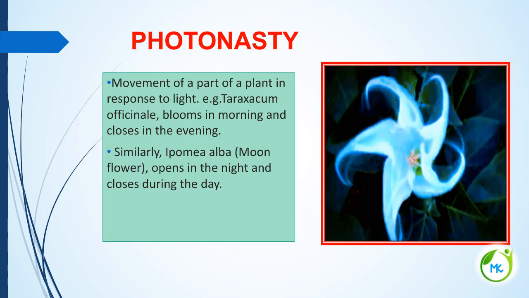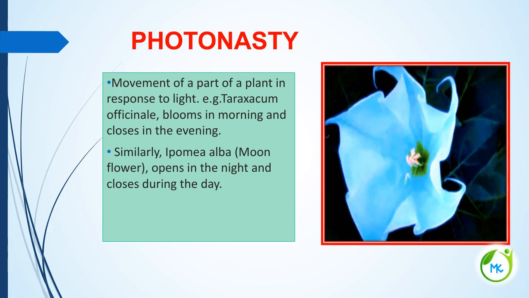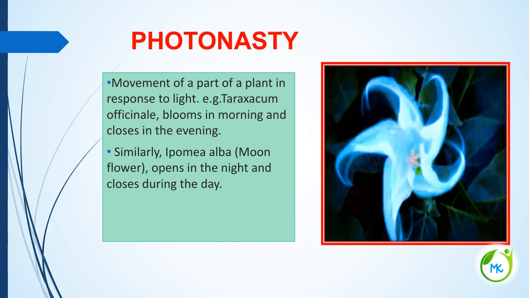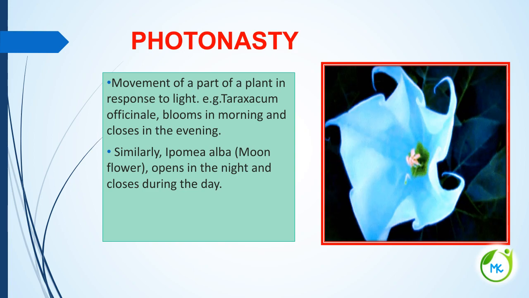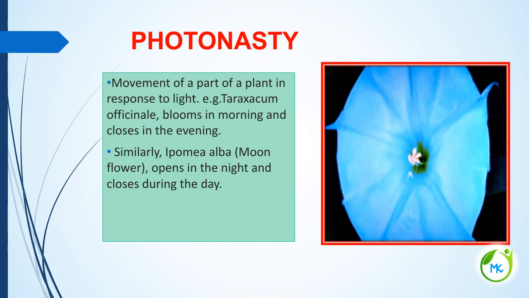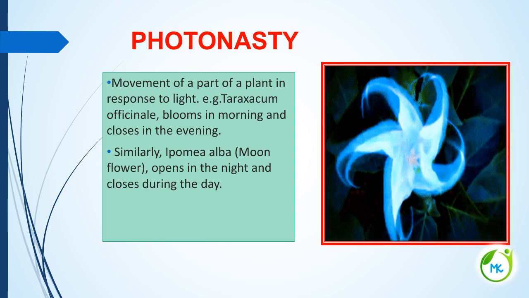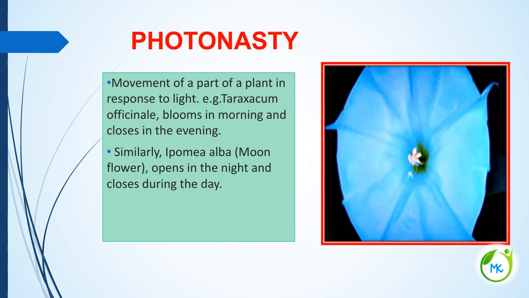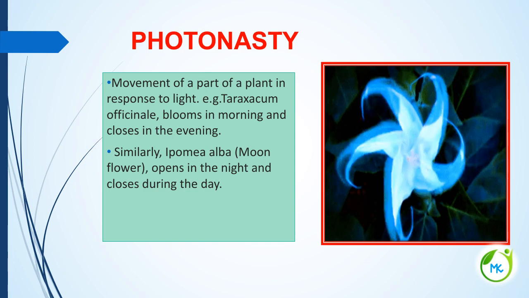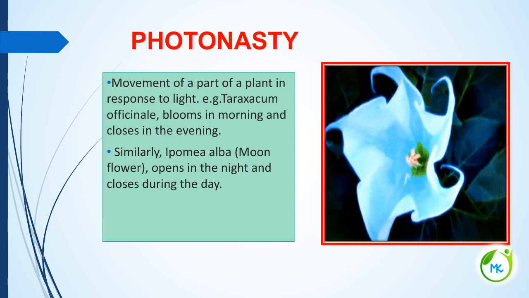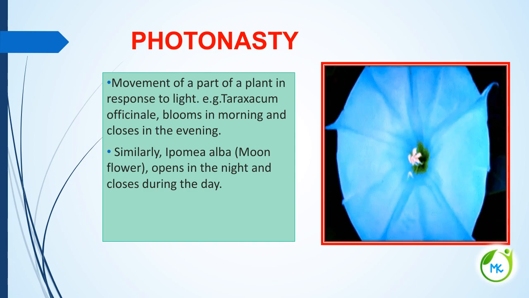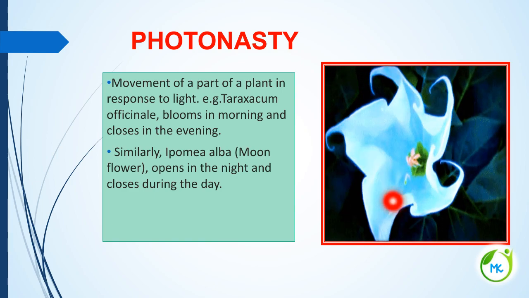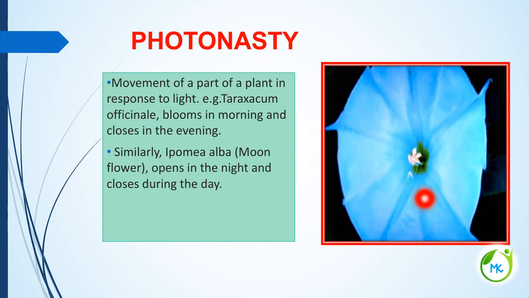So the first Nastic movement we are going to see is photonasty, the movement of a part of a plant in response to light. Here you can see in this illustration the flower, the moonflower, Ipomoea alba. It is going to open in the night and closes during the day. So here in this illustration you can see it is closed in the day and the flower opens in the night.